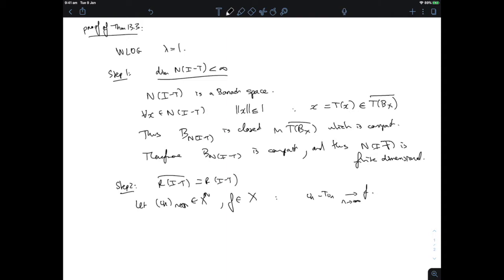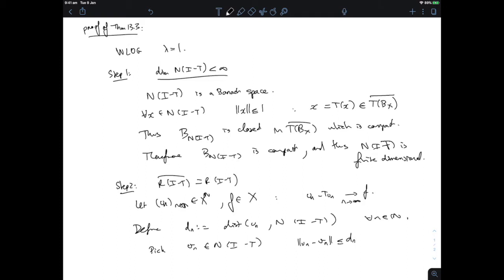We're going to define d_n to be the distance of u_n to the null space of I minus T for all n. And then we are going to pick a v_n in the null space such that u_n minus v_n is almost that distance. So it's smaller than d_n plus 1/n for all n.